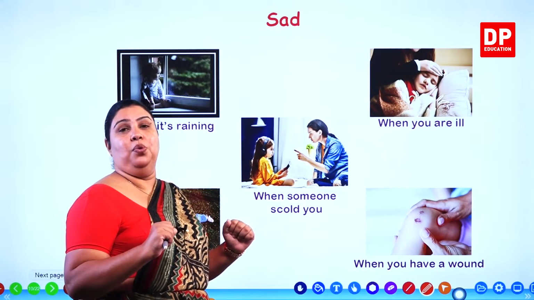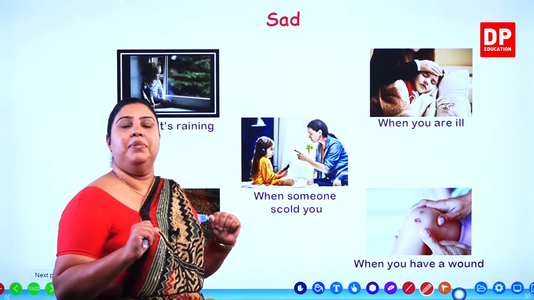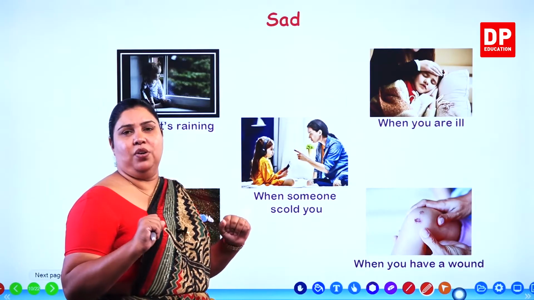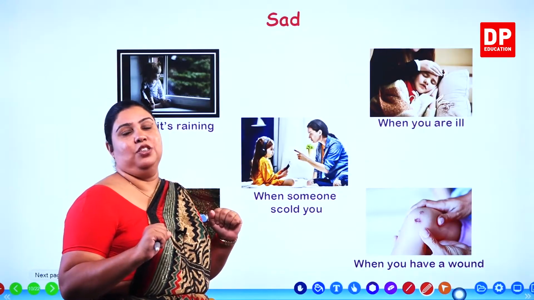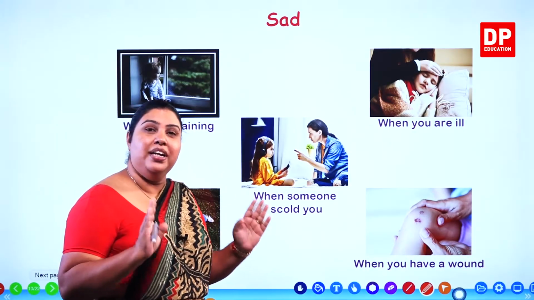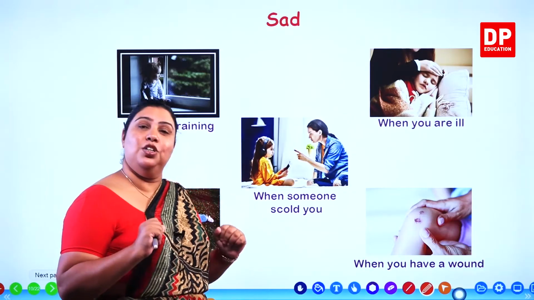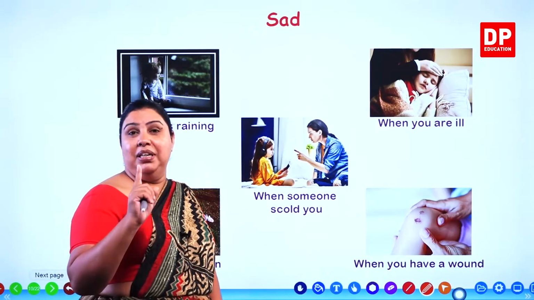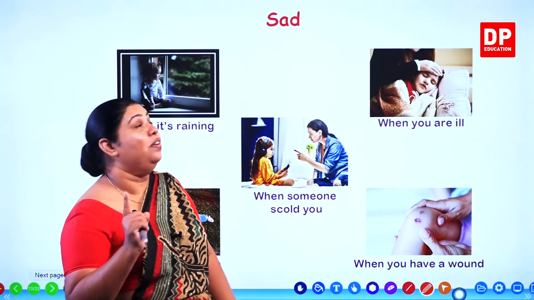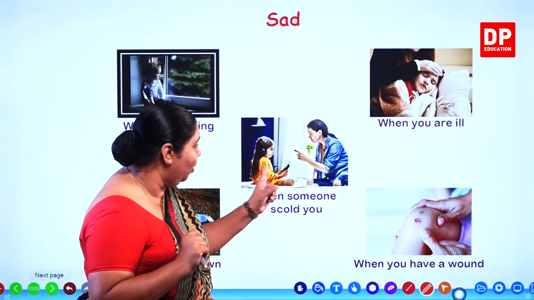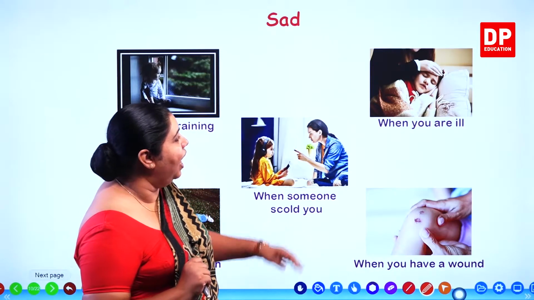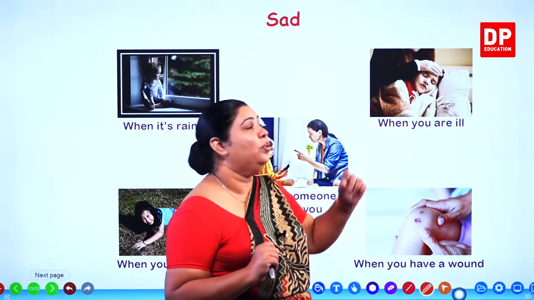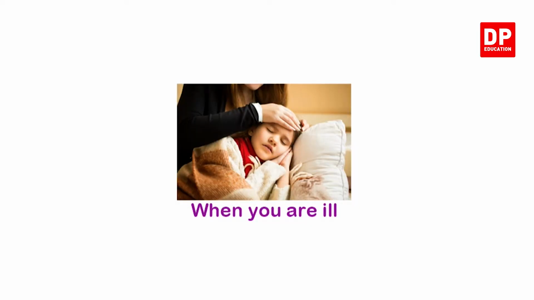That is why the mother is scolding her. Now it's time for you to keep that phone aside. Don't play with that all the time. So when someone scolds you, you will feel sad. So don't be naughty. Don't do unnecessary things. You have to always listen to your parents and teachers and be very good. So then you will not feel sad. Okay, you will not feel sad and you will not get scolded. Now let's have a look at our next picture. Look at this. When you are ill, you will feel sad.